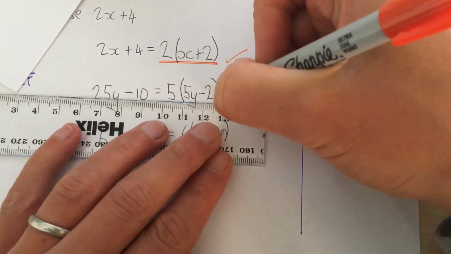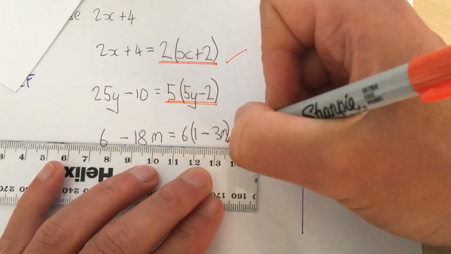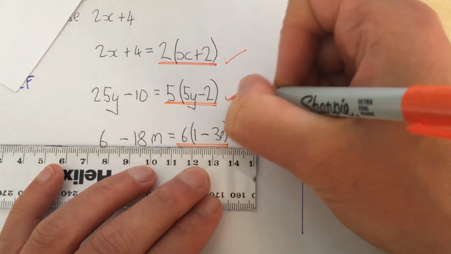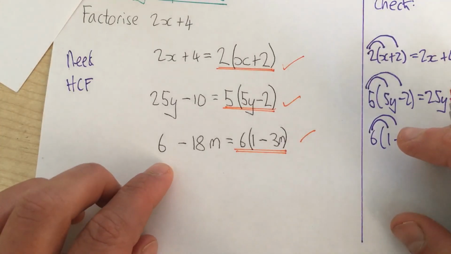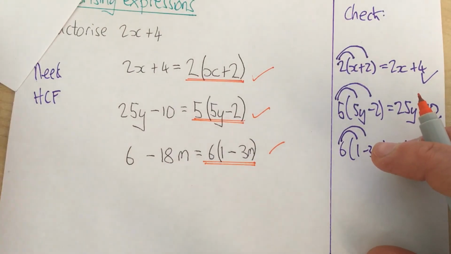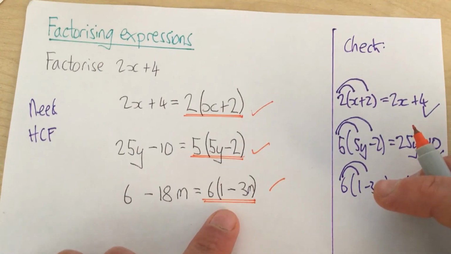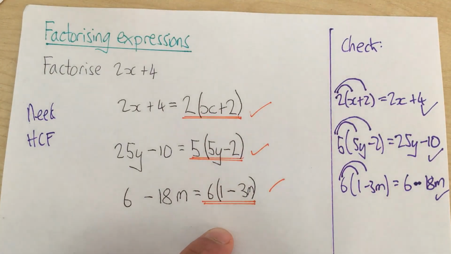So remember, these are the answers. We start with the original expression. To factorize it, we put it into brackets. And that's how you factorize expressions.